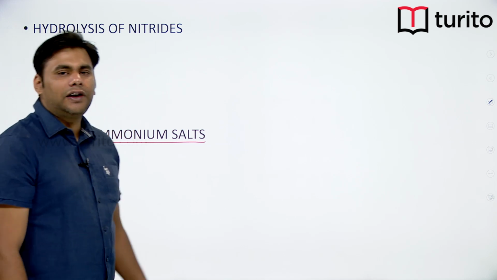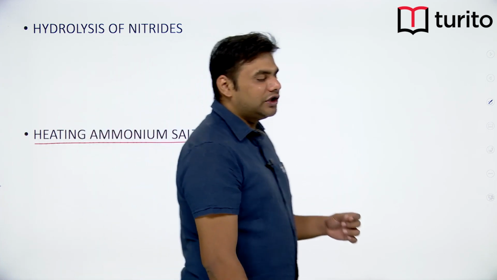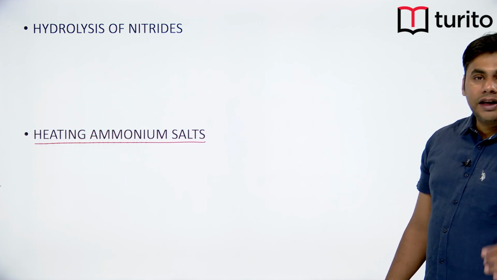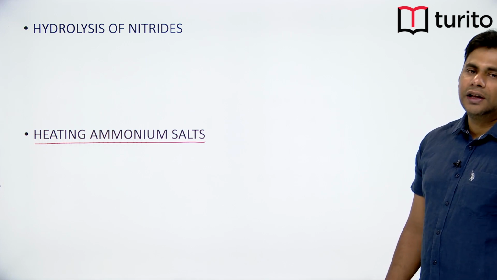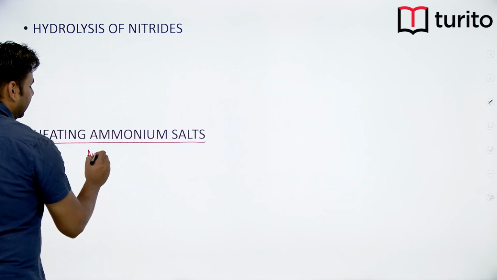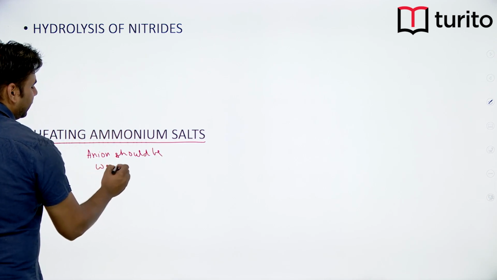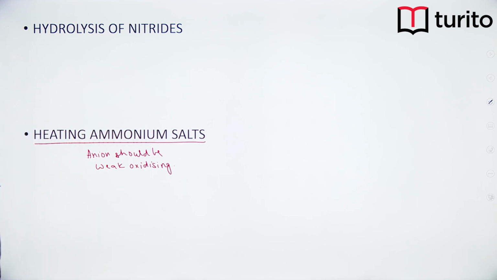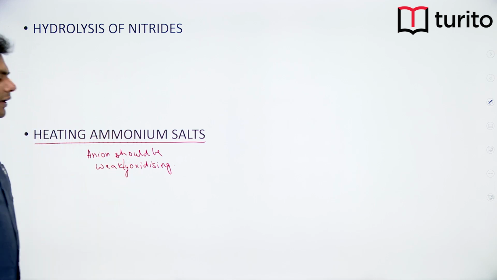We are saying that whenever we take an ammonium salt and along with the ammonium salt an oxidizing agent or oxidizing ion is present, the ammonium ion is oxidized into N2. But when the anion has very poor oxidizing property, or is very less oxidizing in nature, then on heating you get ammonia. So the anion should be weakly oxidizing. If the anion is weakly oxidizing, when you heat that, you will get ammonia.